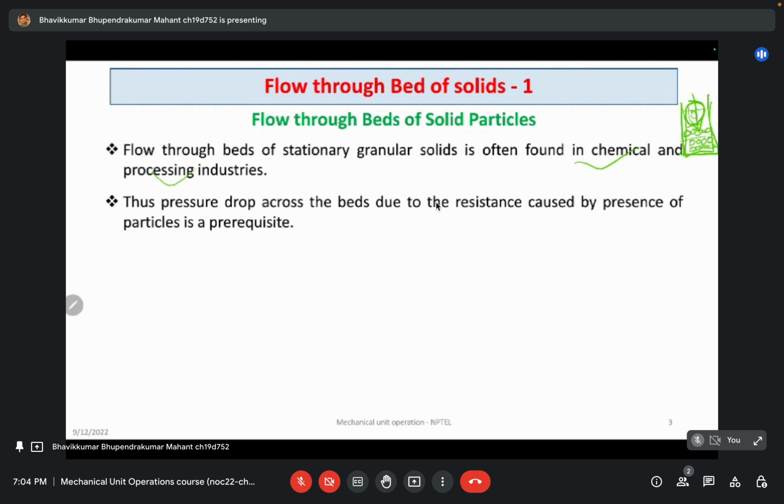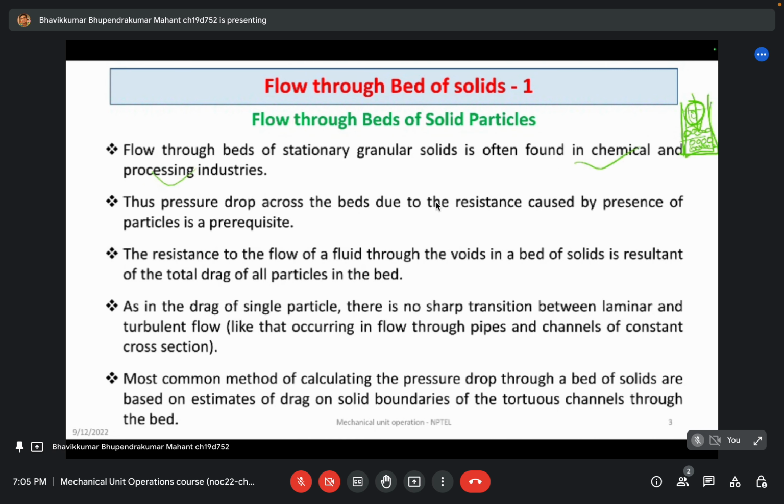That's why the pressure drop across the bed due to the resistance caused by the presence of particles is a prerequisite. This is a prerequisite which needs to be understood when we are talking about flow through a bed of solid particles. Then the resistance to the flow of fluid through the voids in a bed of solid is the resultant of the total drag of all particles in the bed.